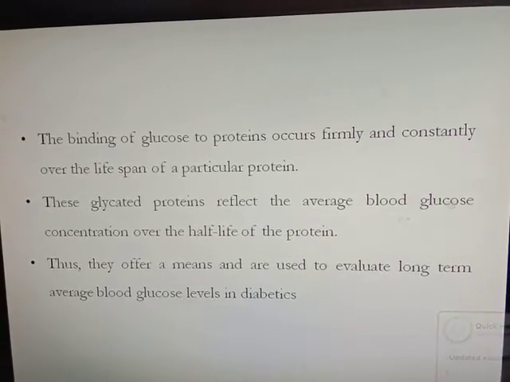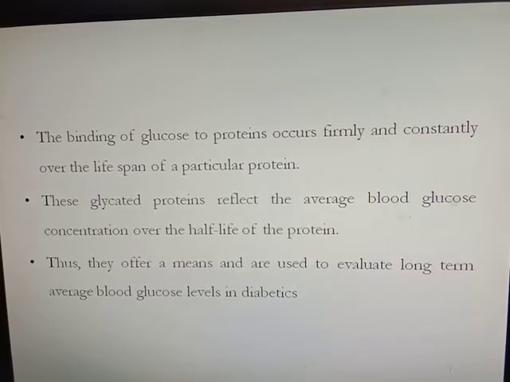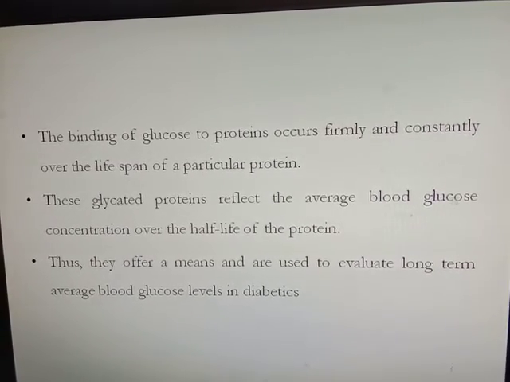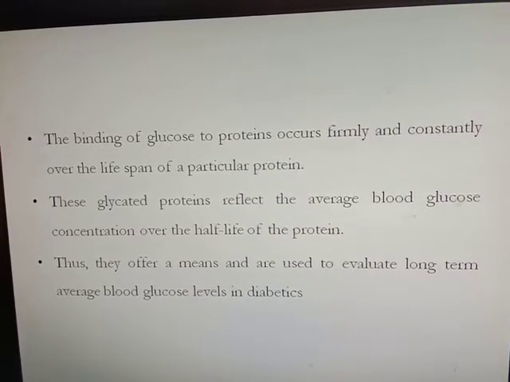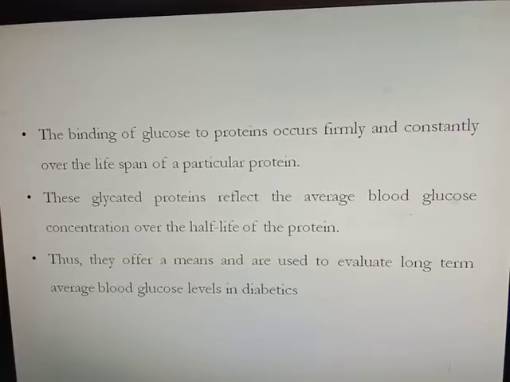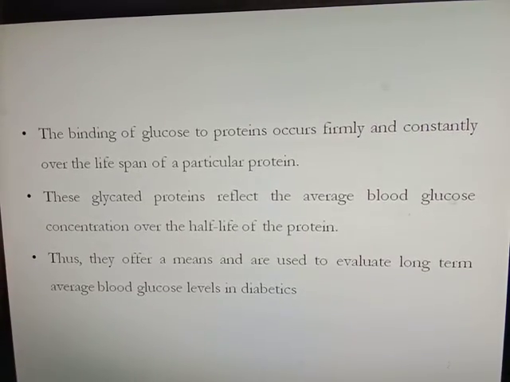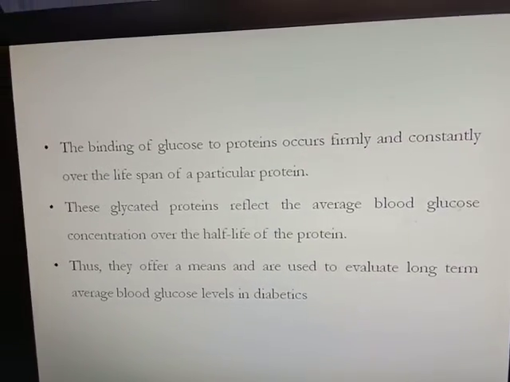If more RBCs are present, more glucose will bind. If fewer RBCs or less hemoglobin are present, less glucose will bind. Thus they are used to evaluate the long-term average blood glucose level in diabetes.